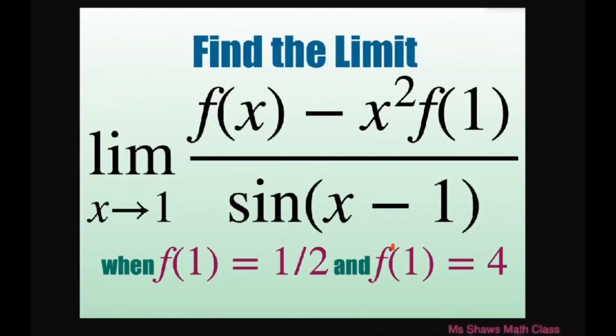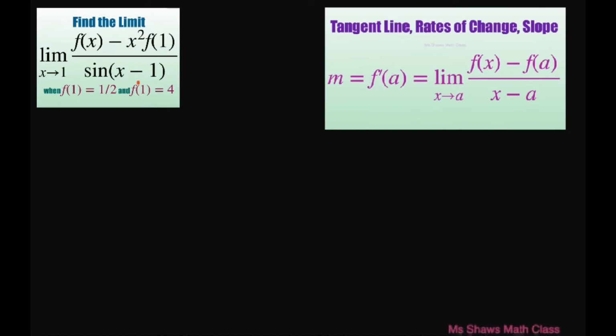Everyone, we're going to find the limit as x approaches 1 of f of x minus x squared times f of 1, all divided by sine of x minus 1. And this is when f of 1 is 1/2 and f prime of 1 is 4. So again, this is supposed to be f prime. All right, our goal is to get f prime of 1 here.